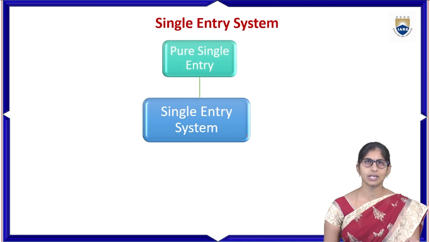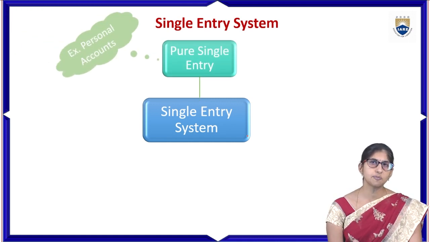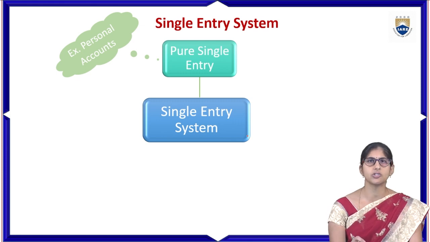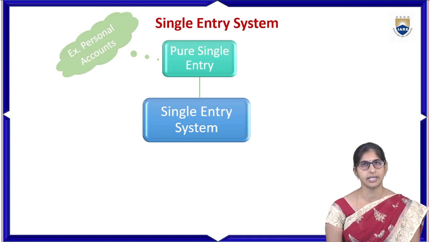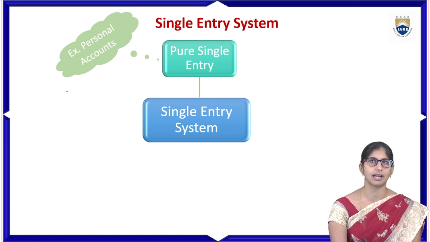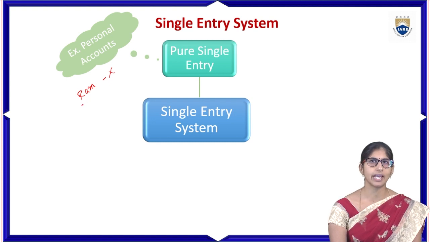The very first one is the pure single entry system. In this pure single entry system, we used to record personal account items. What are personal account items? For example, Ram has purchased some goods from so-and-so company, let us say X company. When Ram has purchased goods, we are going to maintain some accounts of Ram.